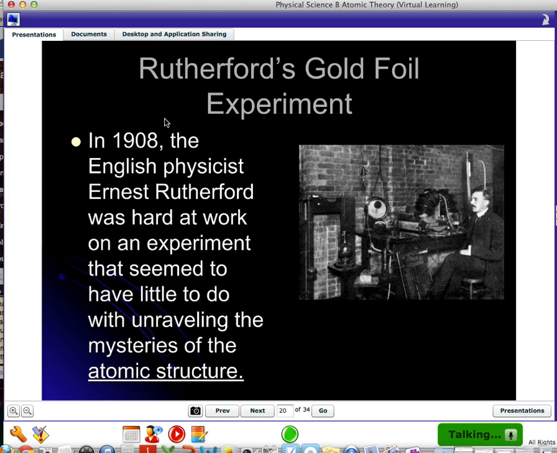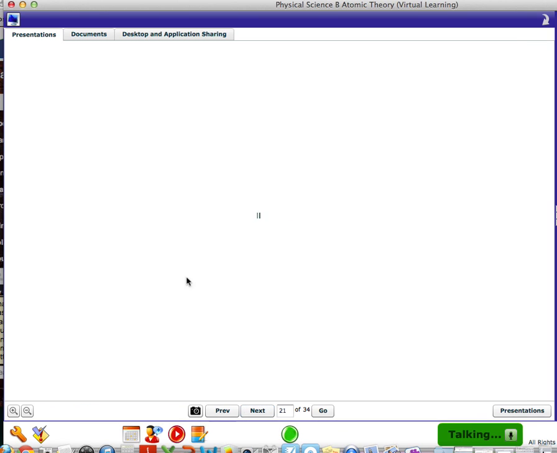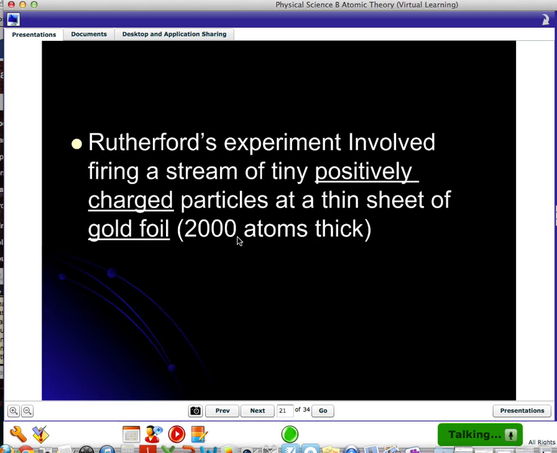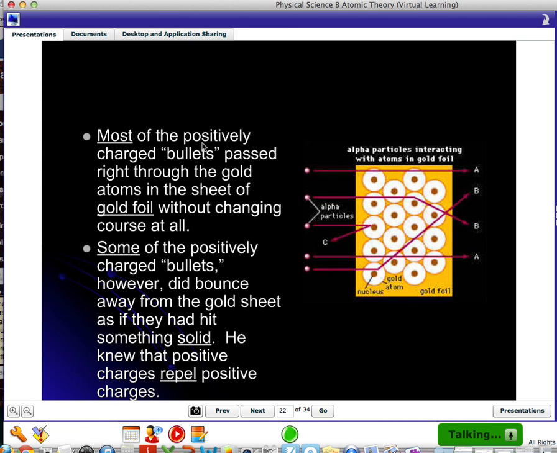This is the most famous experiment. You'll hear a lot about Rutherford's gold foil experiment. About 15 years later, maybe a little less, Ernest Rutherford was working on an experiment looking at the atomic structure. He took and fired a stream of very tiny positively charged particles at a very, very thin sheet of gold. Most of the positively charged particles passed through the gold sheet without changing at all. So they went straight through the gold sheet, which is what he expected.